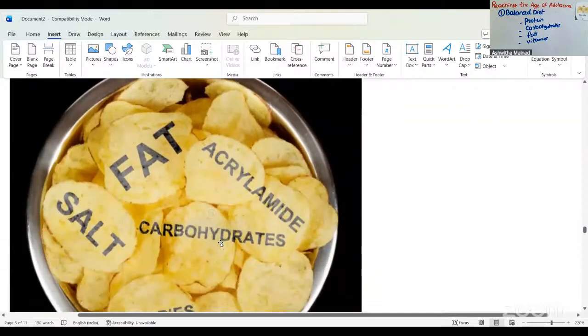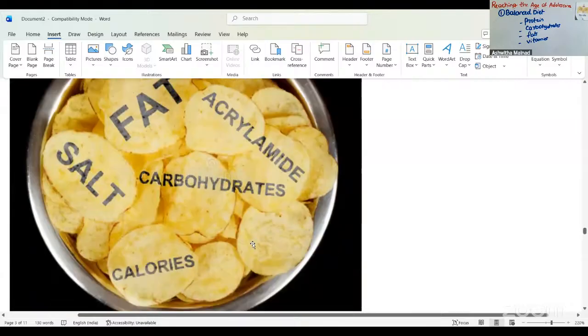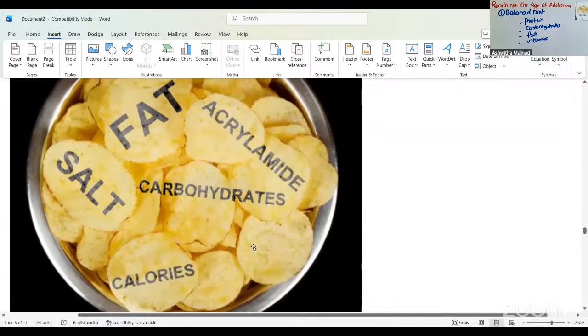Yeah, now these things have salt in them, carbohydrates, fats, acrylamide, calories in them. So it is very good for our health. We have to take it on a daily basis. Right, kids? And of course we do. A good curd rice along with a packet of chips is enough, it feels like that's all we need, right?